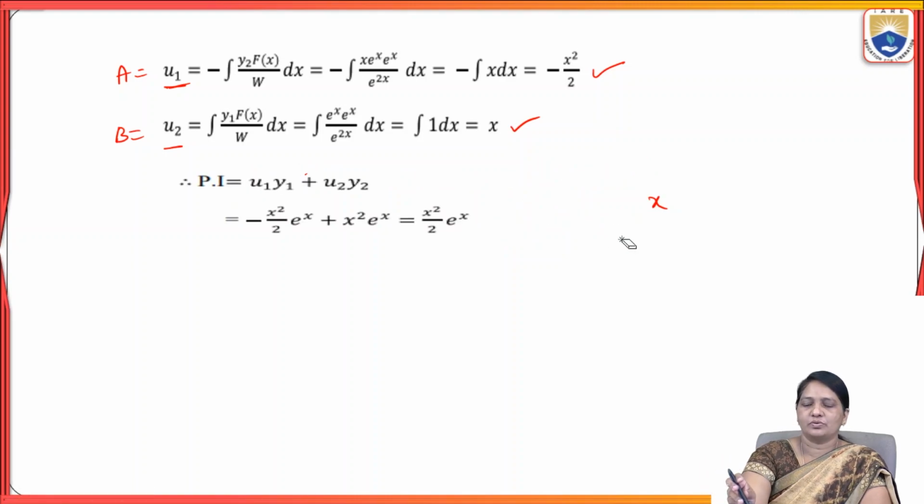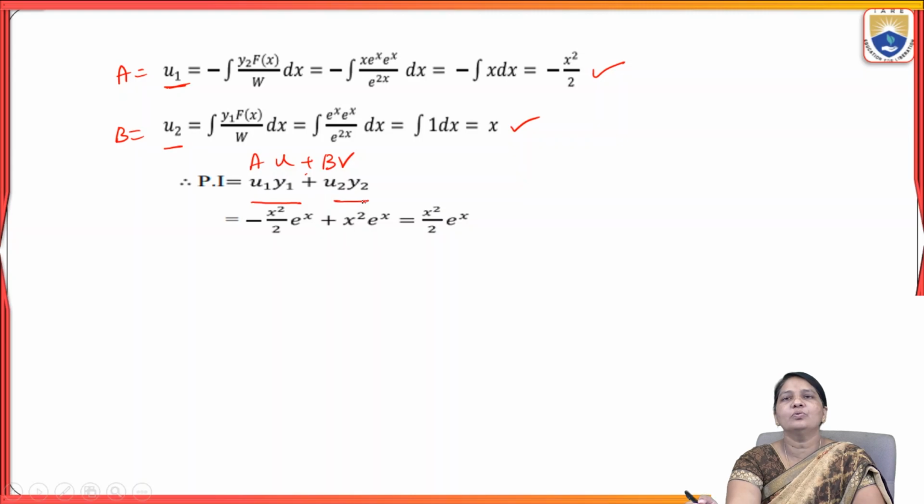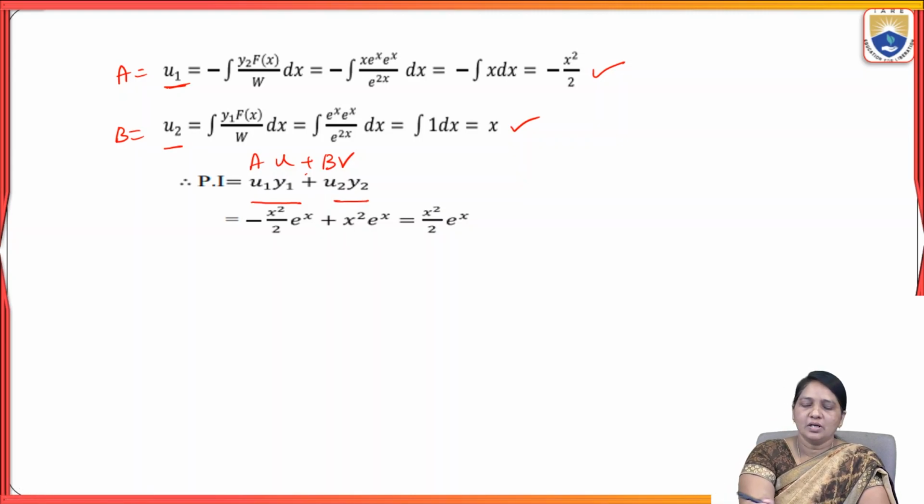Now see the same solution. So particular integral equal to a into u plus b into v, otherwise u1 into y1 plus u2 into y2. So here the u1 value, otherwise a value, minus x squared by 2 into e power x plus here x into e power x. So x into x is x squared. So after simplification we got the particular integral is x squared by 2 e power x. So already calculated complement function and particular integral.